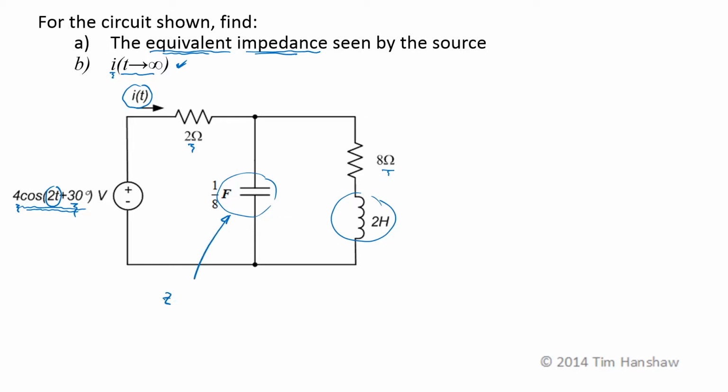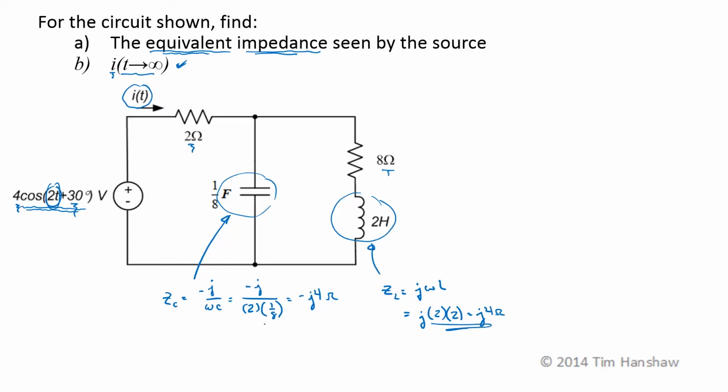domain. The impedance for a capacitor is minus j over omega times C, so that's minus j over omega, which is 2 radians per second, times the capacitance. The capacitance is 1/8 farads, so this becomes minus j4 ohms. The inductor's impedance is going to be j times omega times L, where omega is still 2 radians per second. L is 2 henries, so this becomes j4 ohms.